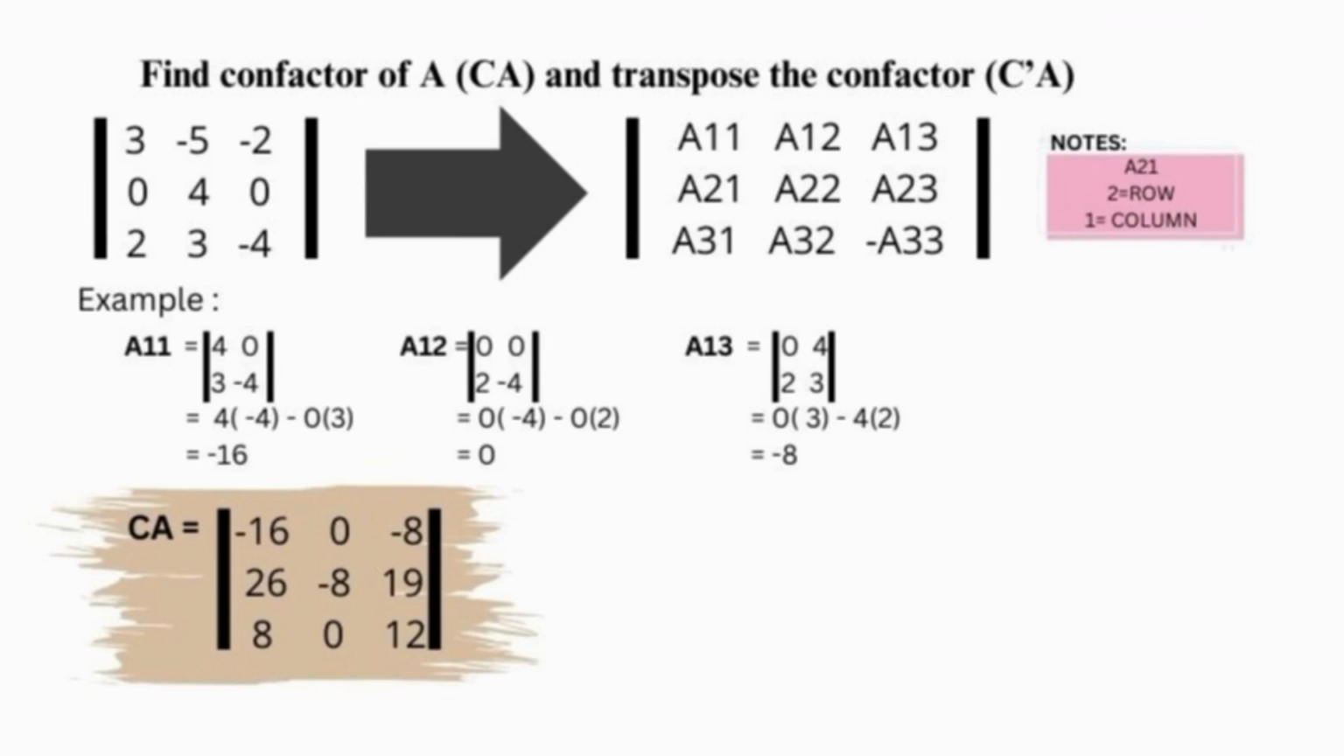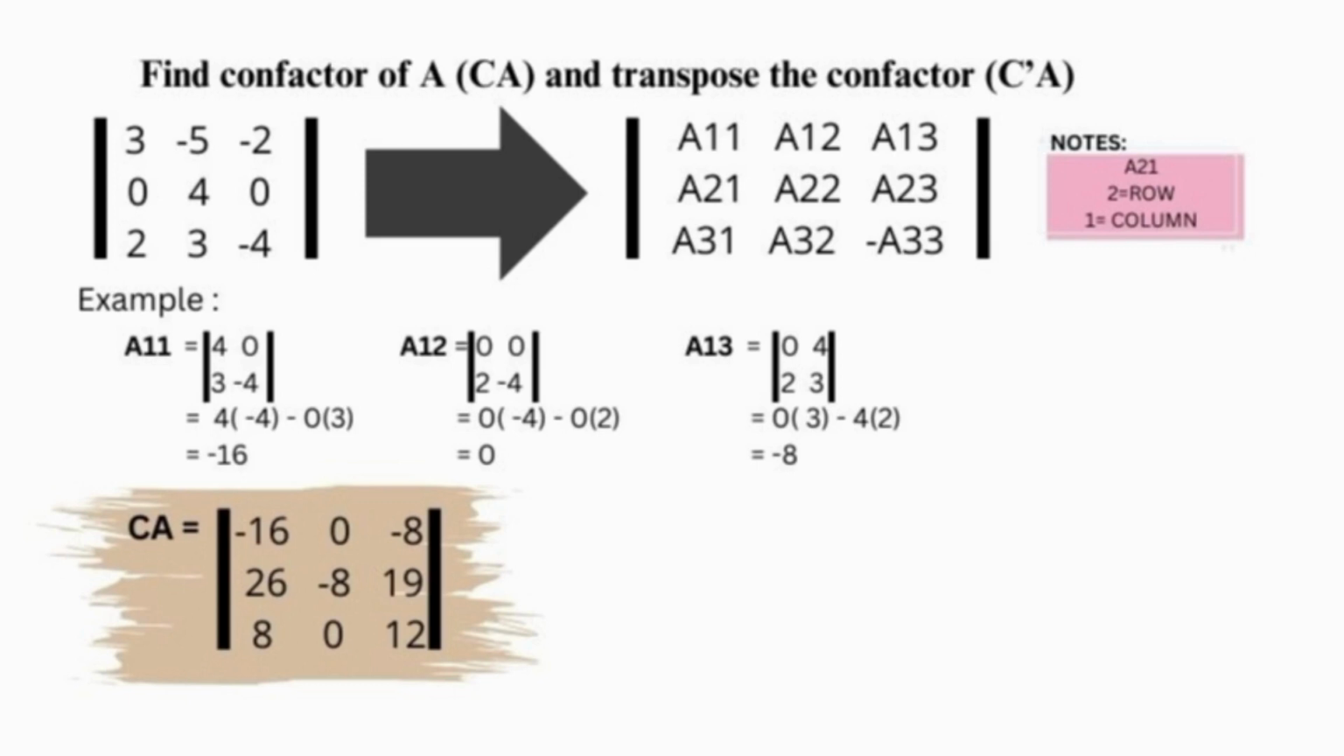Next, we need to find the cofactor of matrix A and transpose. As the notes given, A21 means the number 2 refers to the row and 1 refers to the column. Using matrix A, we need to derive 9 elements of the cofactor. For example, given A11, A12, and also A13, we need to use some steps as the determinant to multiply, but we do not need to multiply with itself. For A11 equals 4 times negative 4 minus 0 times 3 equal to negative 16. A12 equals 0 times negative 4 minus 0 times 2 equal to 0. A13, 0 times 3 minus 4 times 2 equal to negative 8.